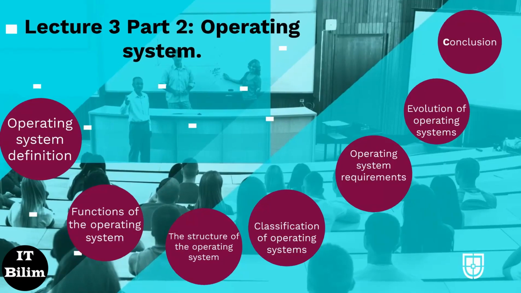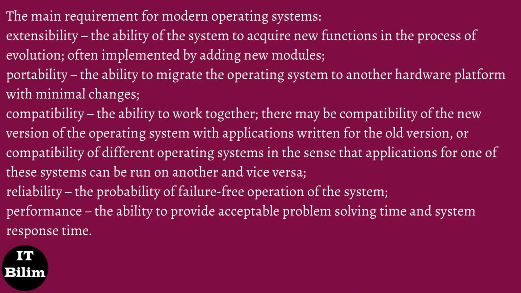Operating system requirements. The main requirements for modern operating systems. Extensibility, the ability of the system to acquire new functions in the process of evolution, often implemented by adding new modules. Portability, the ability to migrate the operating system to another hardware platform with minimal changes. Compatibility, the ability to work together.